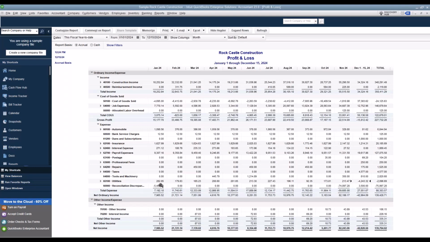In general, $5 maybe, right? Maybe something material, 10. Anything above that, no, that's just not right.